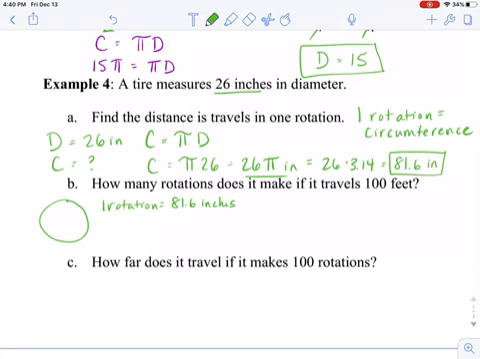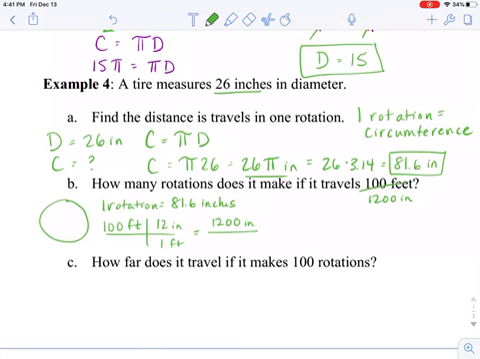Now the question is, how many rotations does it make in 100 feet? So the first thing I'm going to do is change feet to inches. 100 feet, there's 12 inches in a foot. So 100 feet is 1,200 inches. So now the question is really, how many rotations does it make if it travels 1,200 inches?